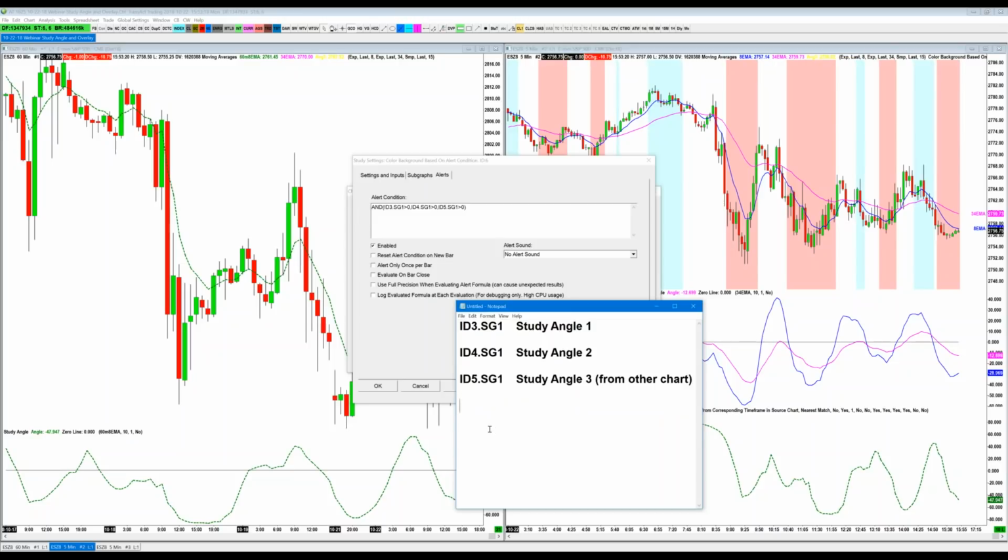All right, and here is how we would do the formula. You would say, okay, the first one is I want to make sure that the 8 EMA and the 34 EMA study angles are greater than 0. So you would do ID3.SG1 is greater than 0. That's our first piece of the formula.